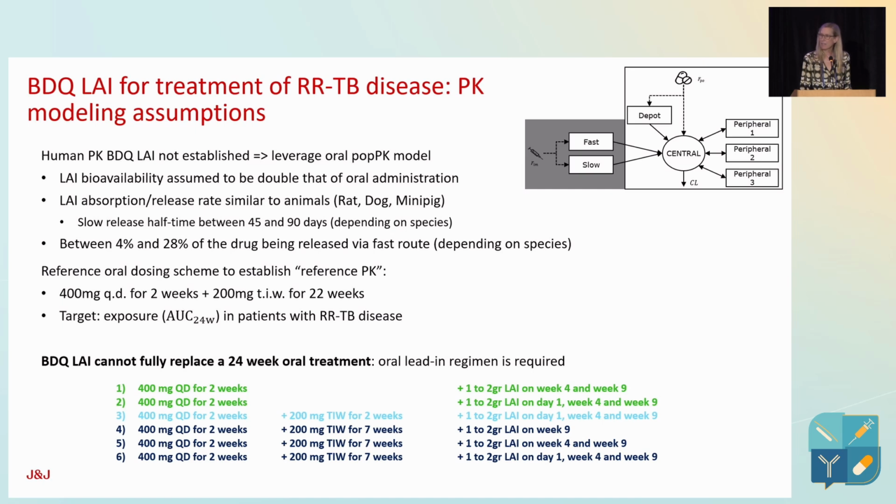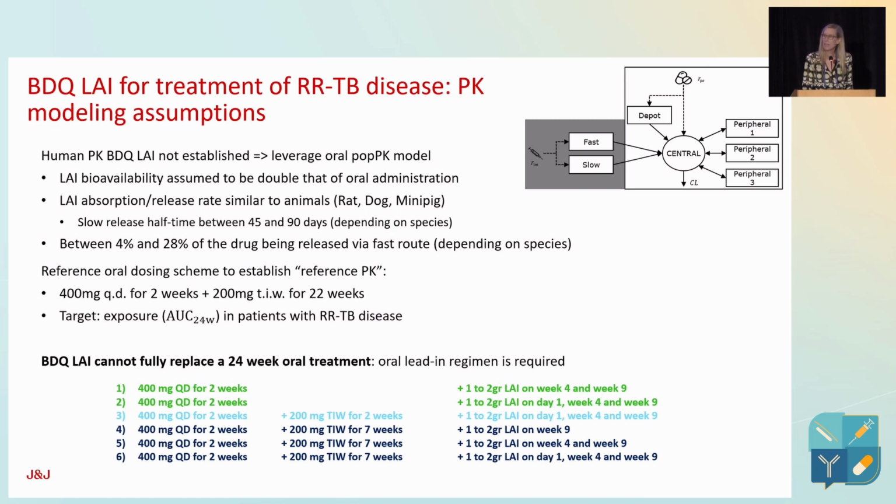So we have done a fair amount of preclinical work in the rat, dog, and mini pig to look at these different release rates, as well as to assess for the tolerance of an intramuscular injection in some of these species. So we do think that between 4 and 28% of the drug is being released by the fast route, although that is species dependent.